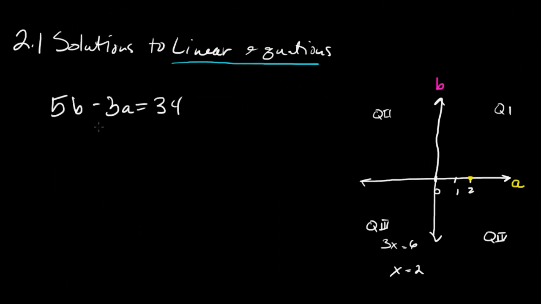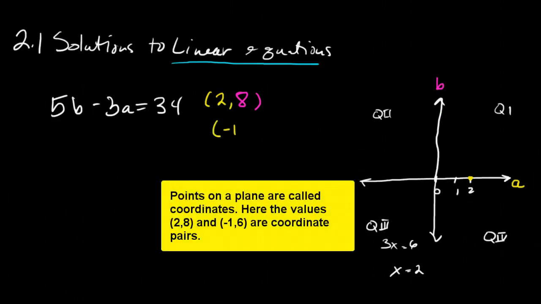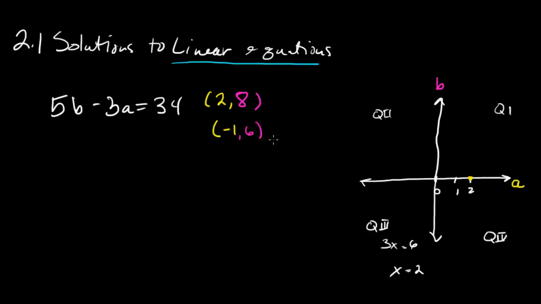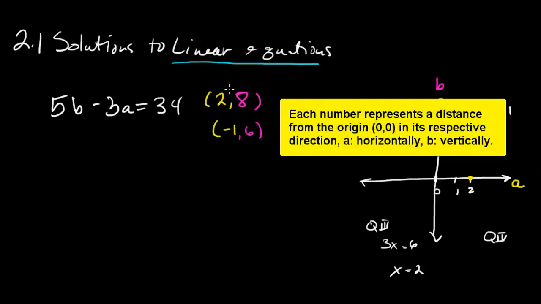This one says 5b minus 3a is equal to 34. So let's take a look at some possible replacement values for a and b. Let's see what happens when we substitute 2 and 8 for a and b, and then let's see what happens when we substitute -1 and 6 also for a and b. When we substitute these values, what we're looking to see is if these coordinates are solutions to this equation. Will they yield a valid statement?